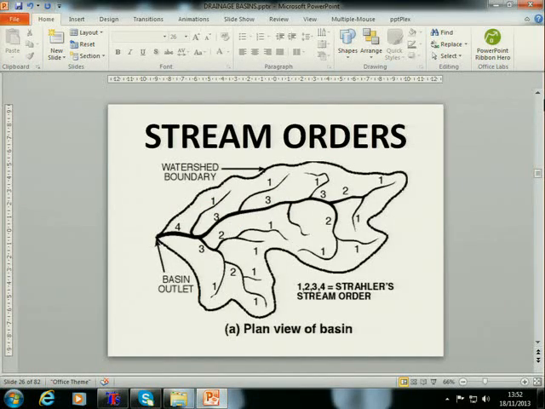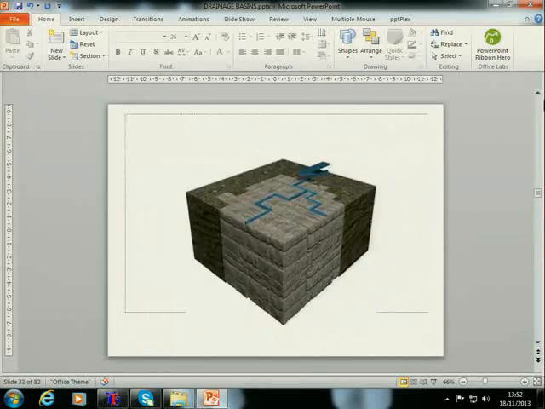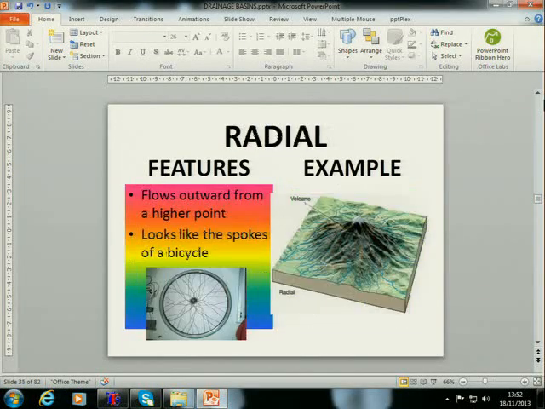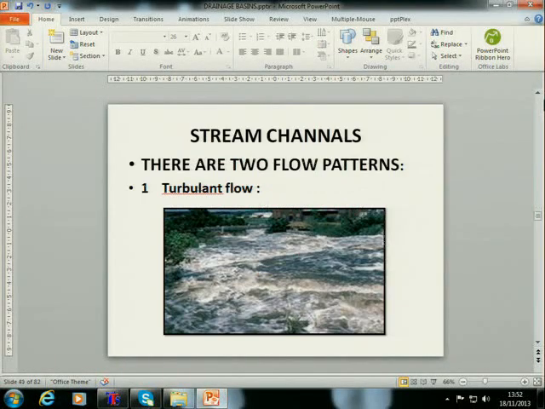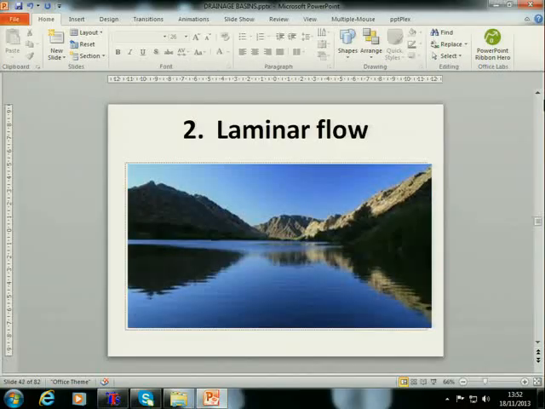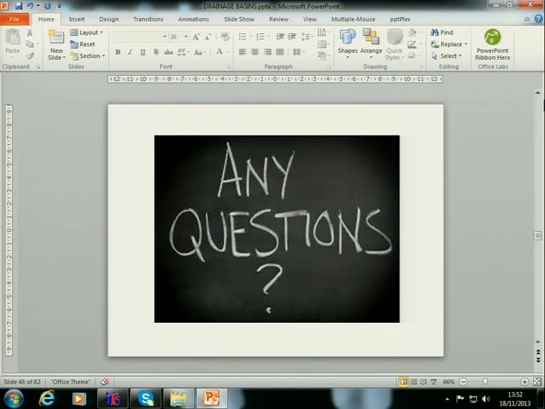Remember the stream orders, start numbering from the outside inwards, and then the drainage patterns, very important: dendritic, rectangular, trellis, radial, centripetal, and deranged. And then please make sure that you know the characteristics of turbulent flow and laminar flow. We will be back in a few minutes. Please take a break and do feel free to ask any questions if you'd like.